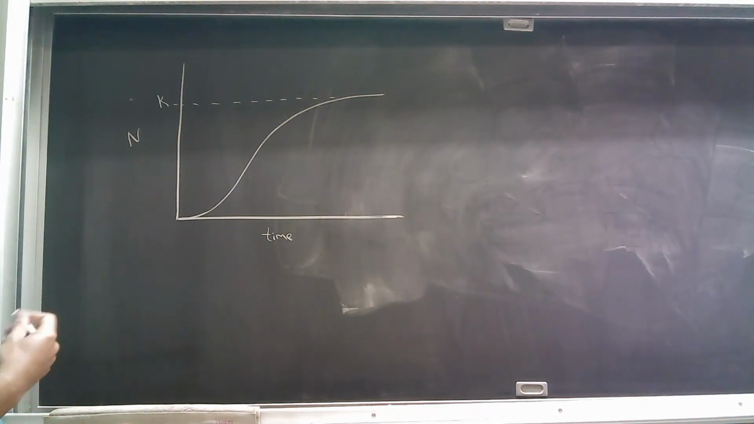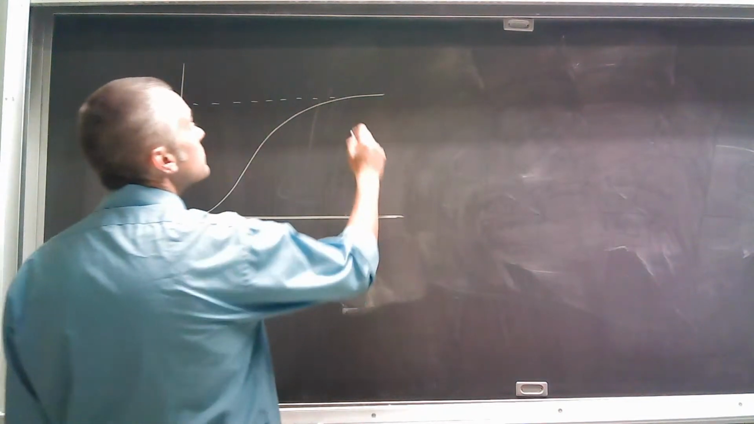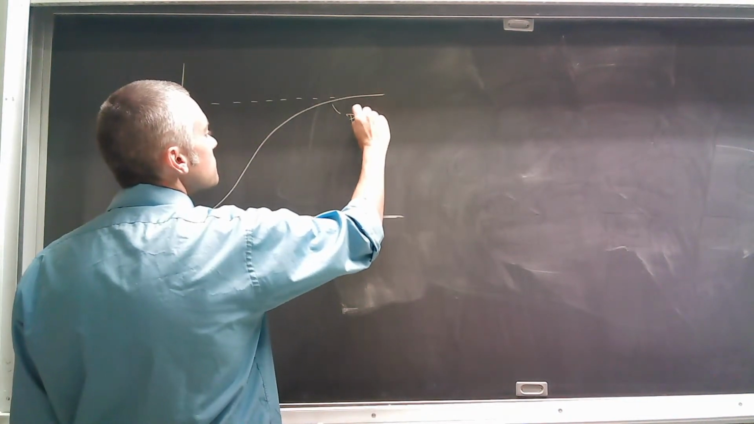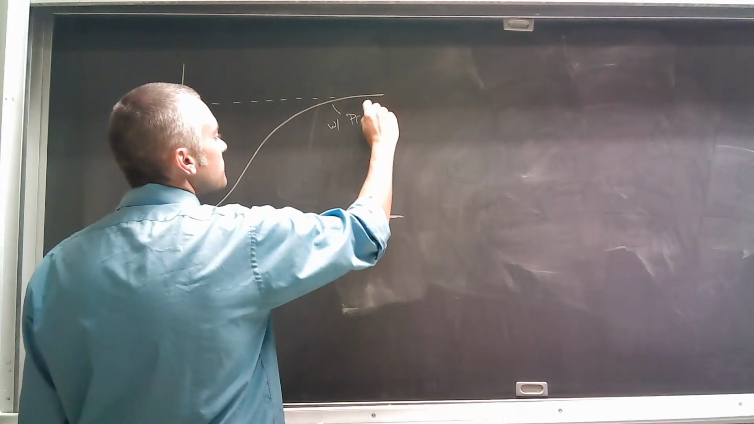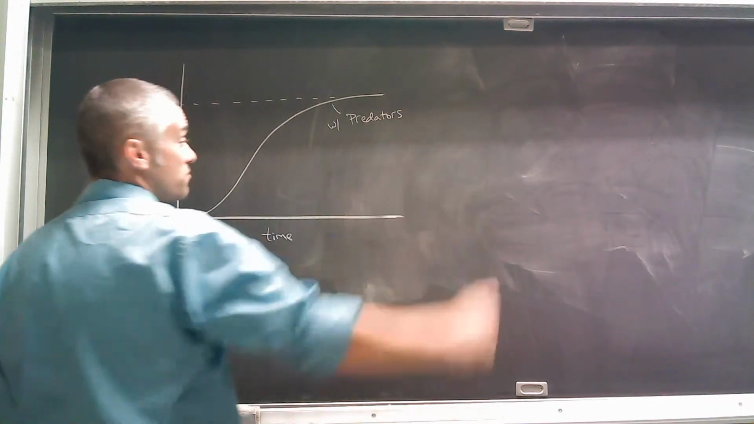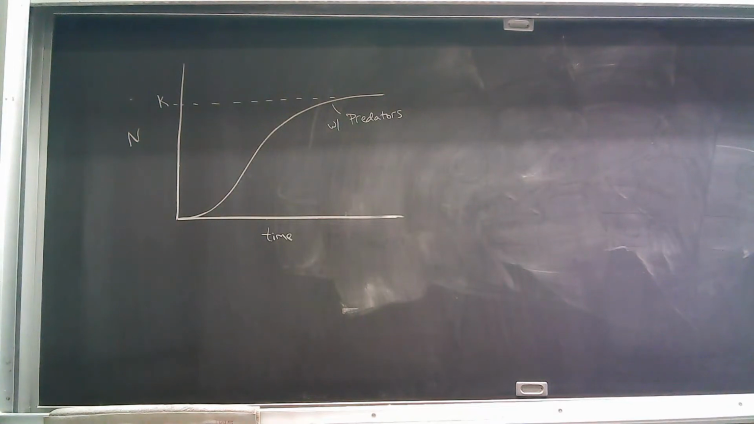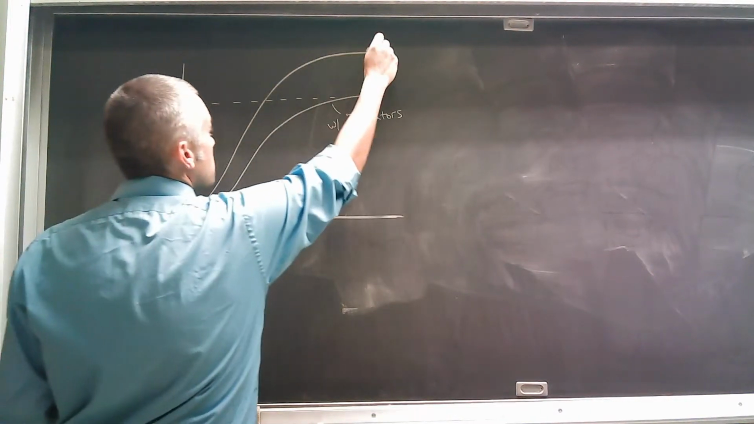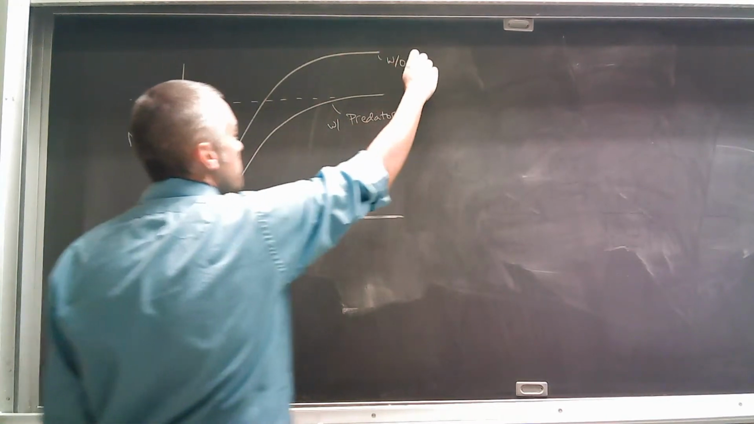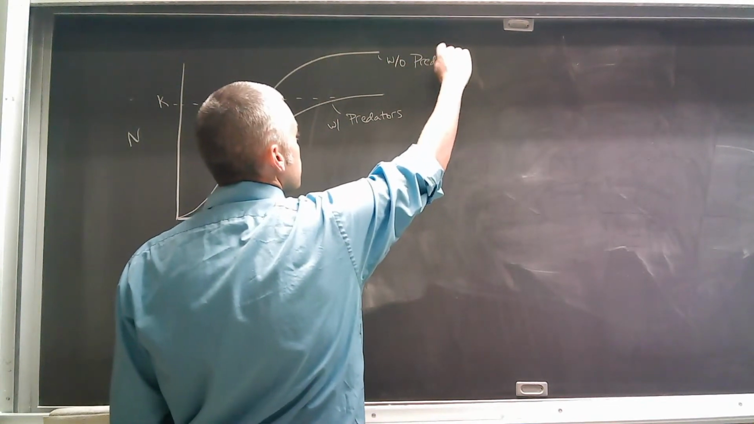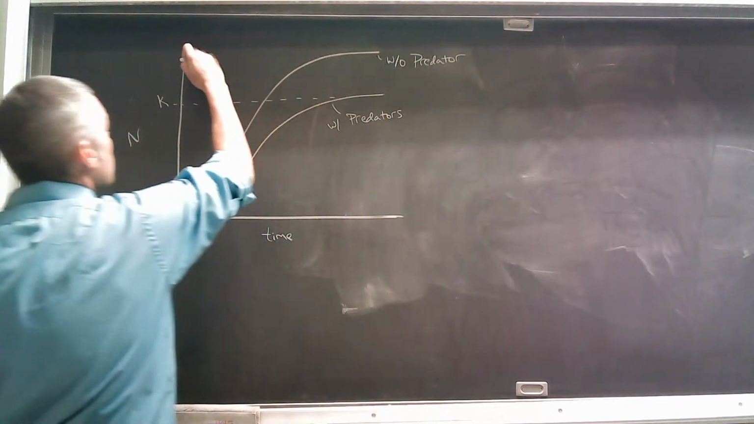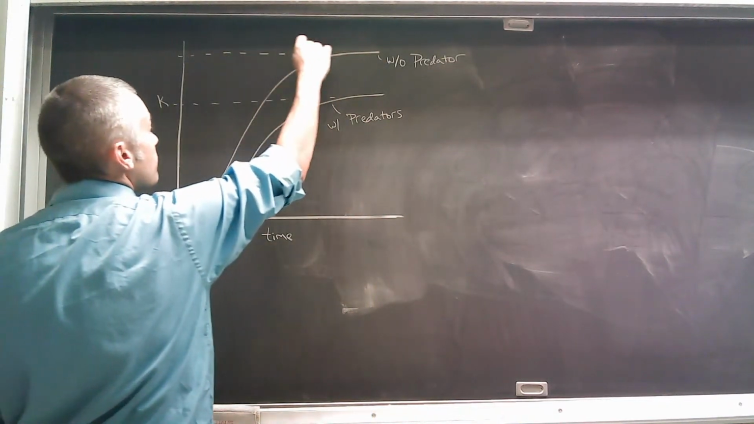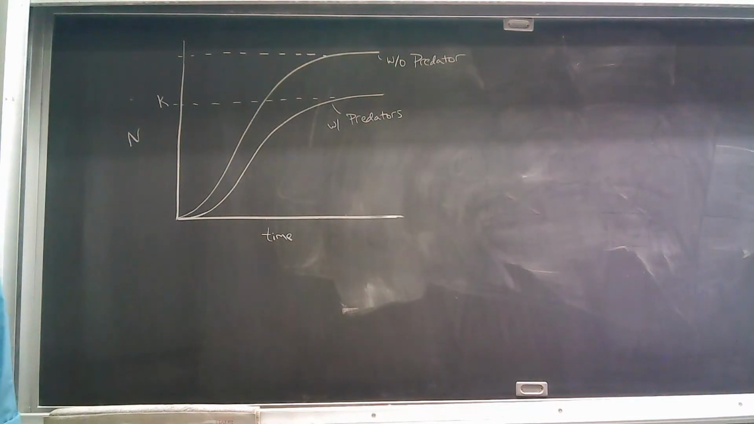So in this case, maybe we have a predator, or multiple predators. All right, and then we go out and we do an experiment. We think this population is under top-down regulation. We exclude our predator. How can we exclude a predator?